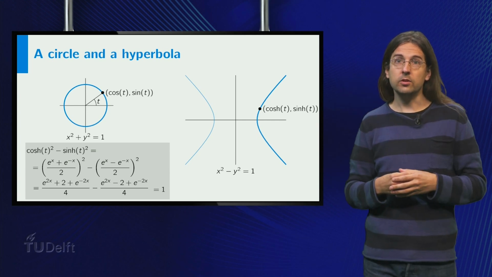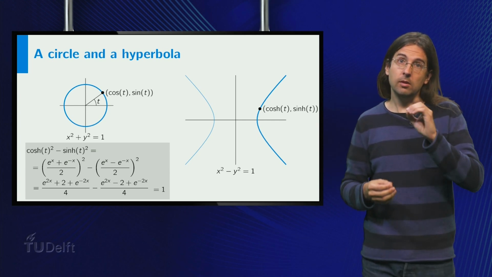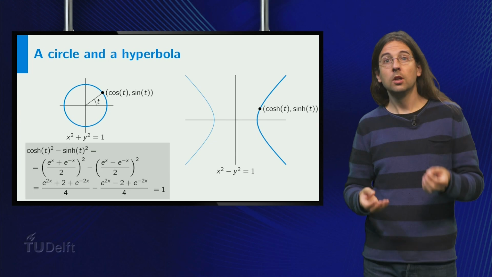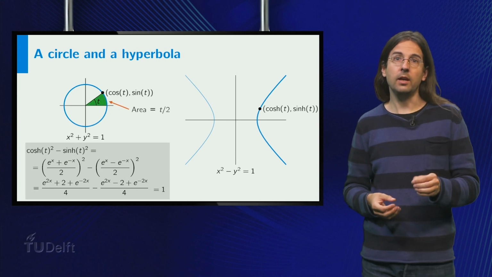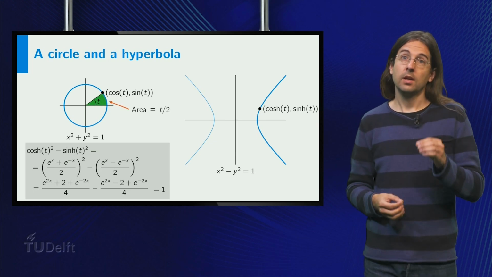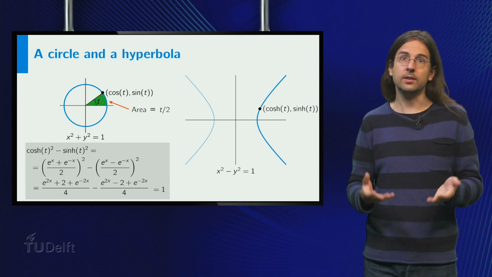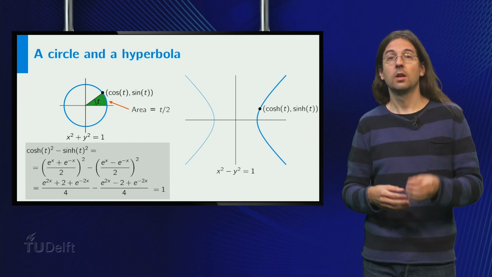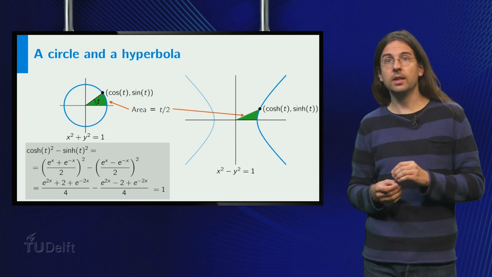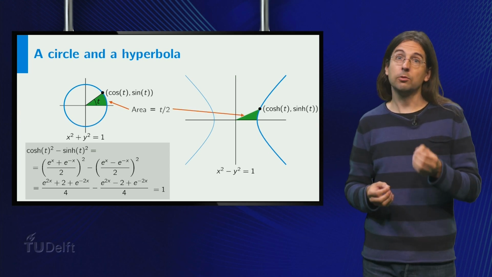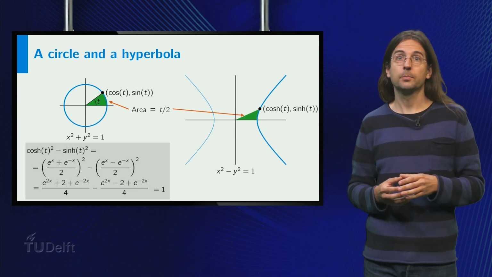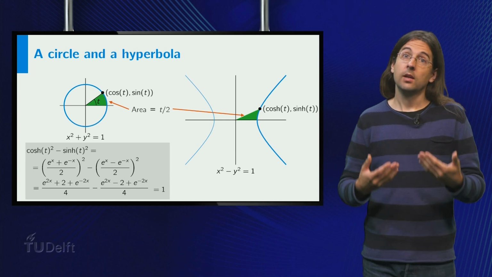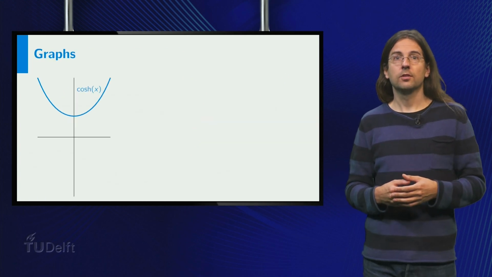So what is the interpretation of t? Well, if you go back to the circle, you notice that the green area equals t over 2, as the surface of the entire disk equals pi, which is half the circumference. Similarly, in the hyperbolic case, t over 2 equals the green area indicated. Let us now consider the graphs.